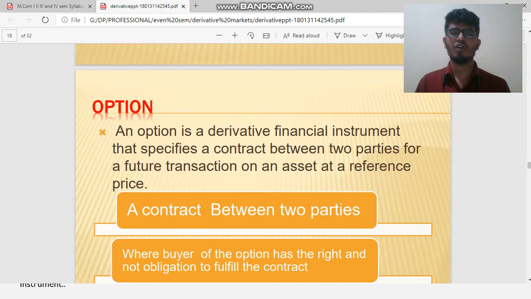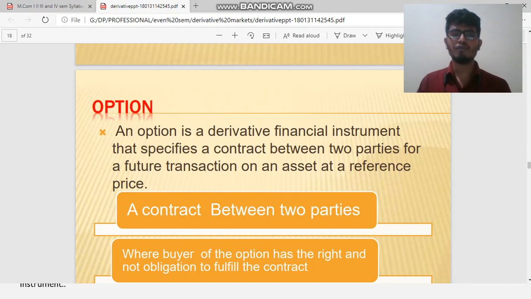Then comes the option. An option is a contract where one party has the right to execute that contract and another party has the obligation to execute that contract. For example, if A and B enter into an option contract, either A has the right to execute the contract and B has to do what A says, or B has the right to execute that contract and A has to do what B says. So this is just related to the contract at this time.